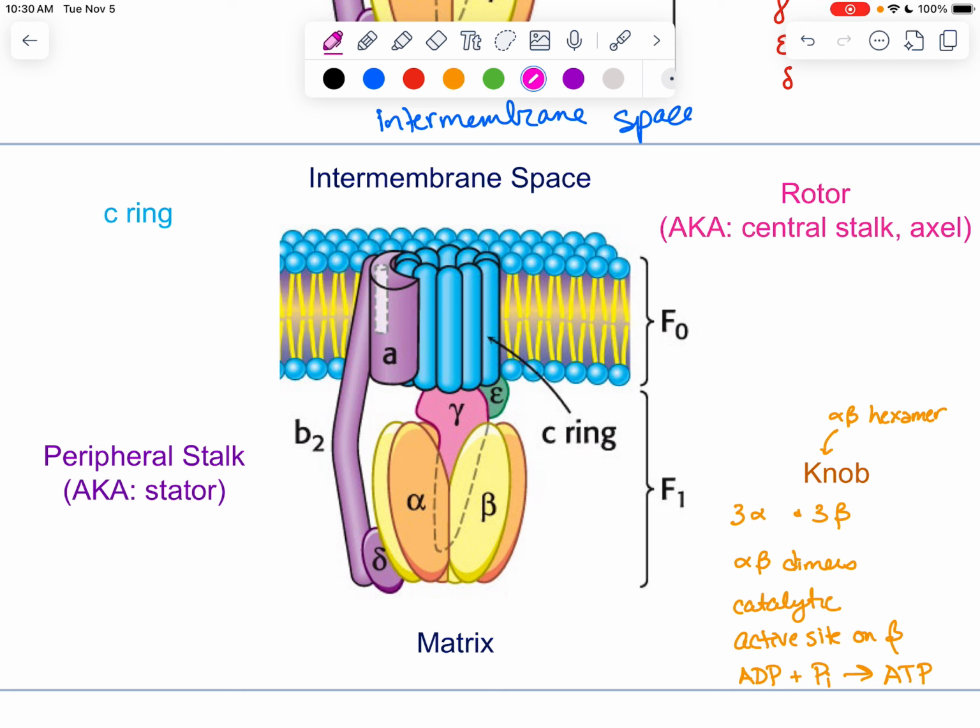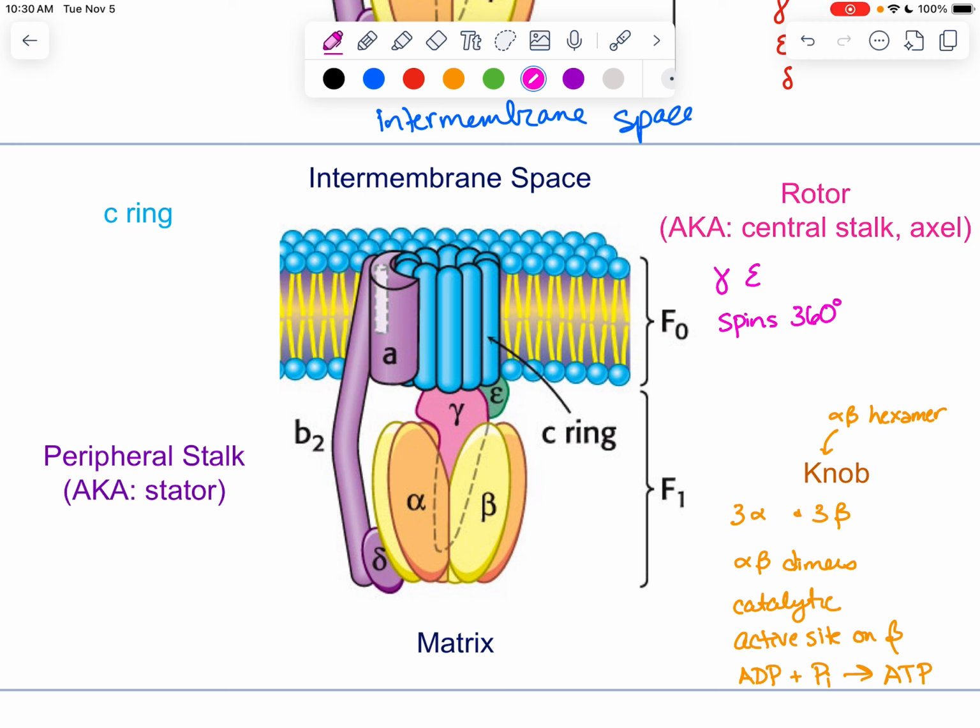Then we're going to talk about what we're going to call the rotor, which can also be called the central stalk or the axle. This is the gamma and the epsilon subunits, and they are tightly associated with each other. So we're looking right here, the pink and the green. This is the part that turns. This spins 360 degrees, all the way around.